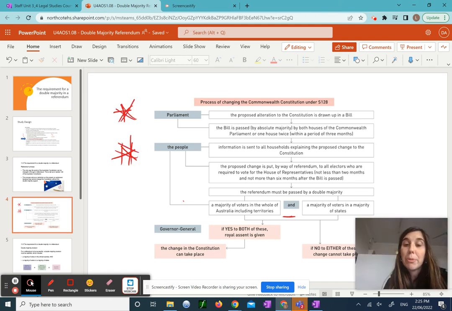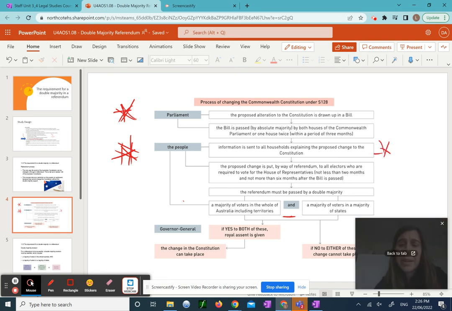The first one is it's got to go through Parliament. That means that Parliament will propose to alter the Australian Constitution through a bill. That bill will need to be passed by both houses of the Commonwealth Parliament, or alternatively one house twice, before a referendum begins. So it would either go through the House of Reps and the Senate, or it might go through the House of Reps twice within a 3-month period. Once it's done that, information will be sent to all households around the proposed changes, so people have an understanding of the referendum and what it's about.